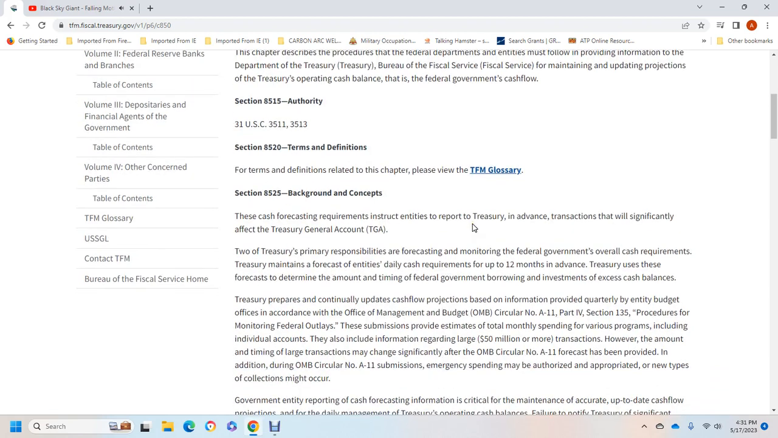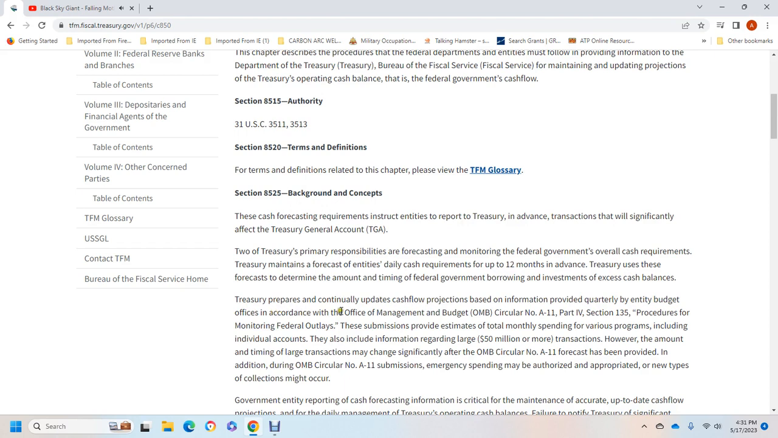Forecasting requirements and instructions and the report of the Treasury in advance of the transaction significantly affect the Treasury general account. The Treasury is primarily responsible for forecasting and monitoring the federal government's overall cash requirement. The Treasury maintains forecasts of the daily cash requirements for up to 12 months in advance. Treasury uses the forecast to determine the amount and timing of the federal government borrowing and investment of excess cash balances. Treasury continually updates the cash projection based on the information provided with the quarterly and entire budget.